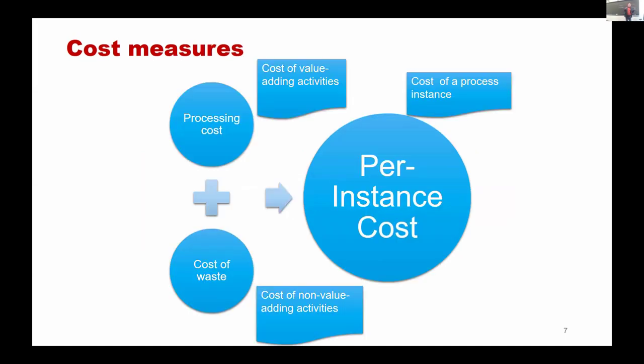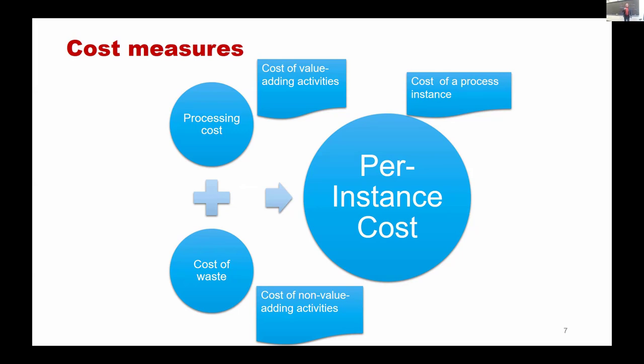Then, in addition to time, we have to also keep an eye on our cost measures. And the way we can think about cost in a business process is very similar to time. We can make a bit of a parallel between the two. In business process performance measurement, when we want to measure cost, we will try to bring it to the per instance level, because every instance of the process is serving a need of a customer. And what we want is to make sure that we efficiently fulfill that need.